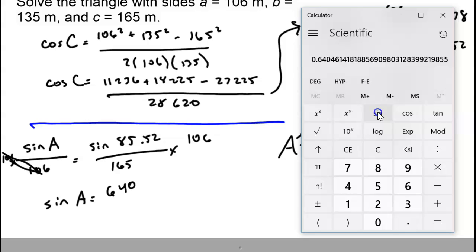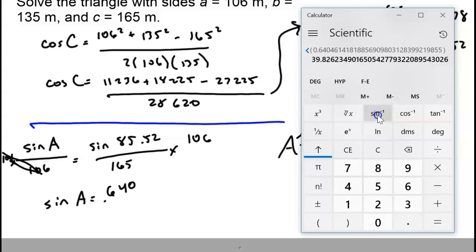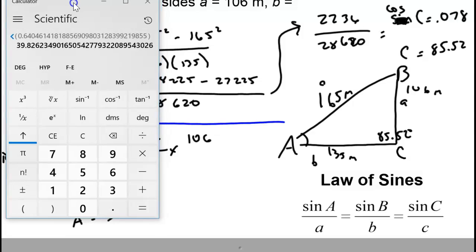There we go. So 0.640, and to figure out what that angle is, of course, we just do the inverse sine, and we get 39.83 when we round that up. That is angle A. Okay, so 39.83. Let's go ahead and add that in here.